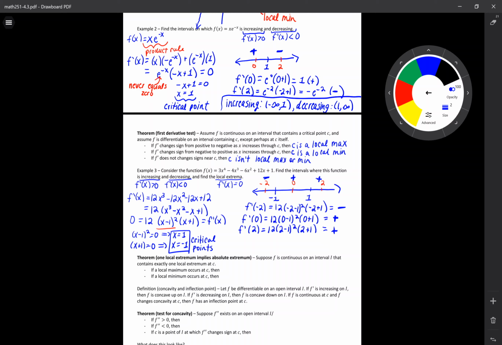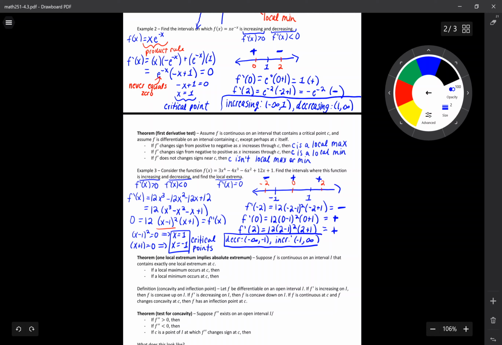So I see that I'm increasing from negative 1 to infinity, and I'm decreasing on negative infinity to negative 1. So let's write that down. Decreasing from negative infinity to negative 1 and increasing from negative 1 to infinity. And then what about my local extrema?